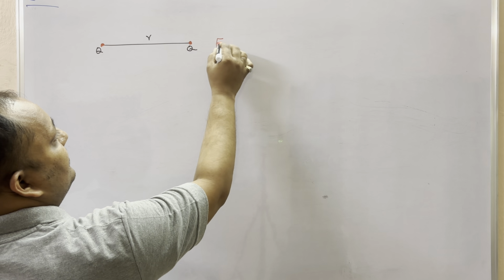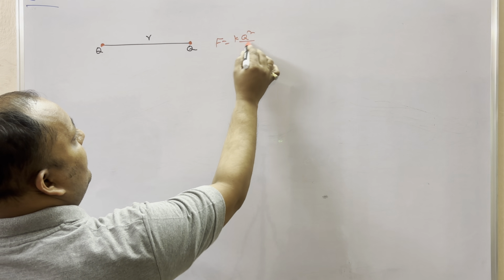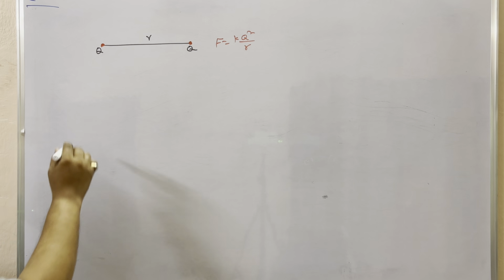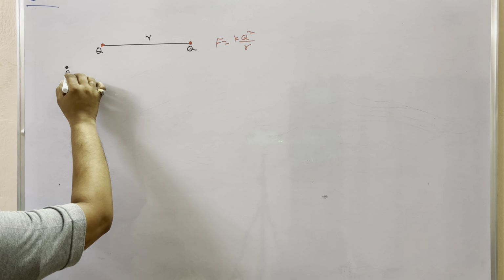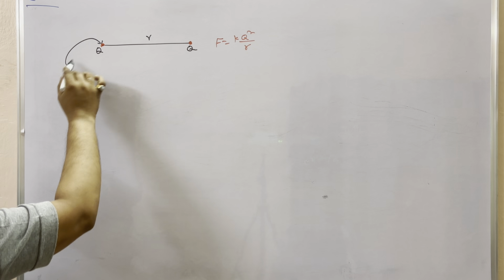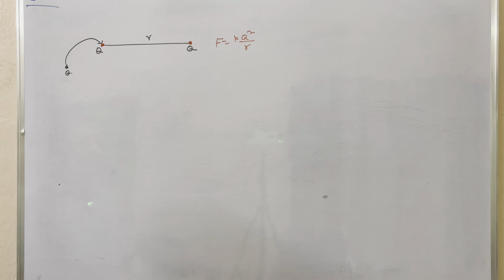Two point charges are separated by distance R. The force between these is KQ square by R square. Now, another similar charge, with the same Q, is brought in contact with the first charge. After being in contact for some time, you remove this charge. Then what is the new force between them?